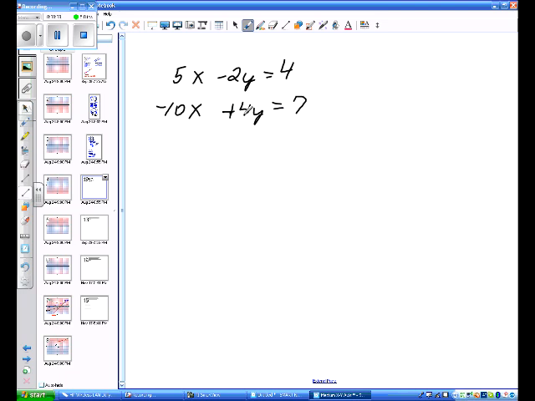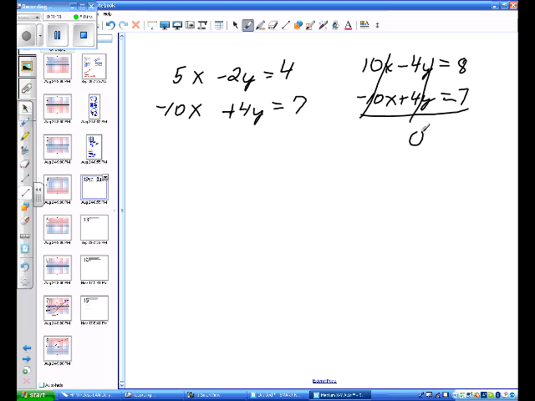Okay, we don't have opposite coefficients, but we could get our y's to be opposites by multiplying this top equation by 2, making it 4. So let's multiply that top equation by 2. So we would get 10x minus 4y equals 8, negative 10x plus 4y equals 7. Adding them together, our x's drop out and our y's drop out. So what we have left on this side is 0 equals 15.